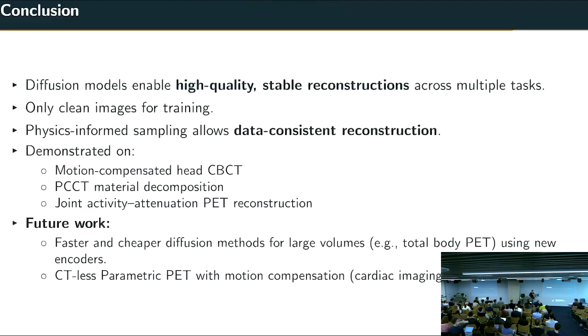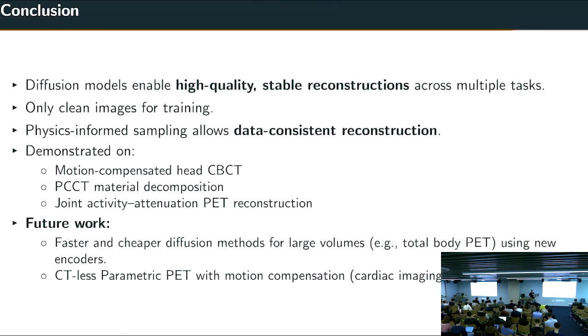So as a conclusion, I don't know in terms of timing how I've been doing. There was a lot to cover, so I've been speaking pretty fast. Diffusion models enable high quality stable reconstructions across multiple tasks. They're quite convenient because they only require clean images for training, and the physics-informed sampling allows data consistency with the reconstruction. And we have demonstrated results on motion-compensated head CBCT, PCCT material decomposition, and joint activity attenuation in PET reconstruction.